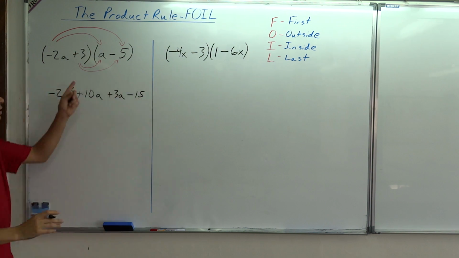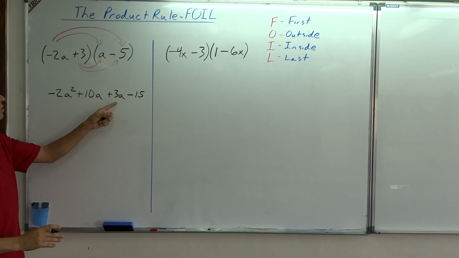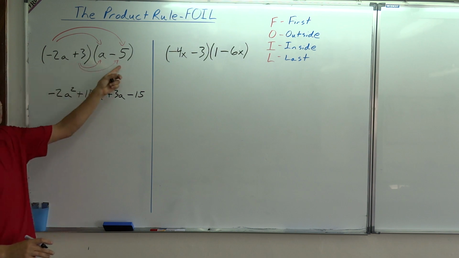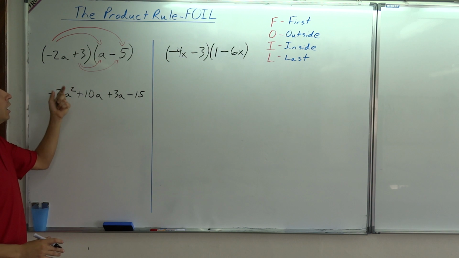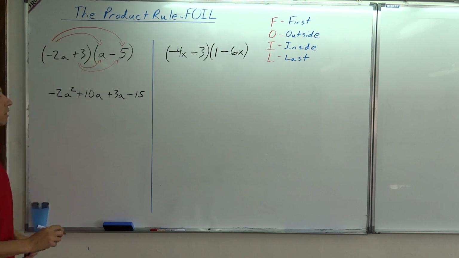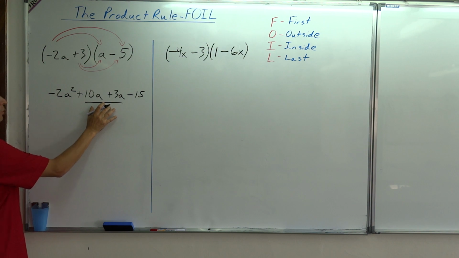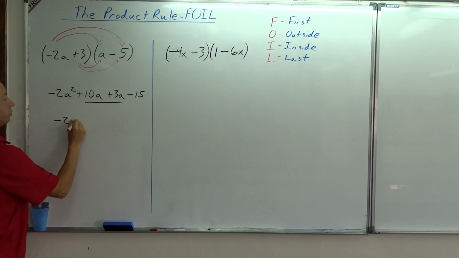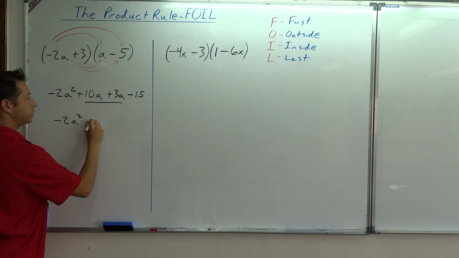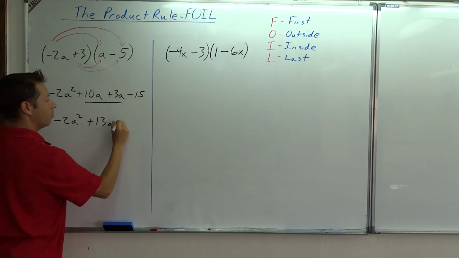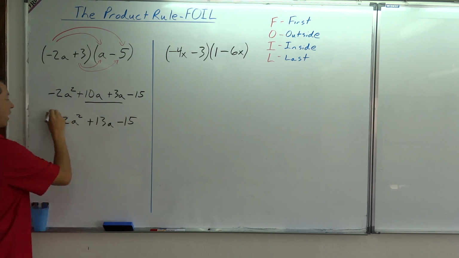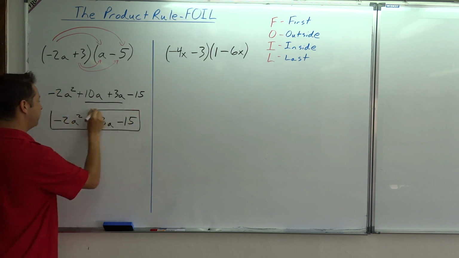So really, you just need to go a little bit slower to make sure that when you're dealing with a negative times a negative, you're writing down the positive, and a negative times a positive should be a negative. Notice again, I've got 2 terms here that are like terms, so I'm going to put them together. I've got negative 2a squared plus 13a minus 15. So that will be my final answer, my simplified expression.